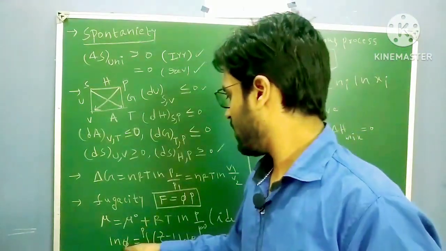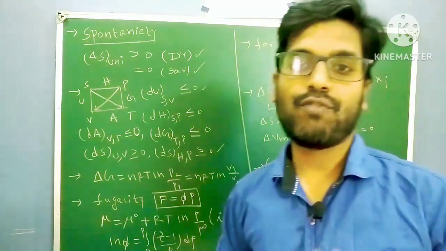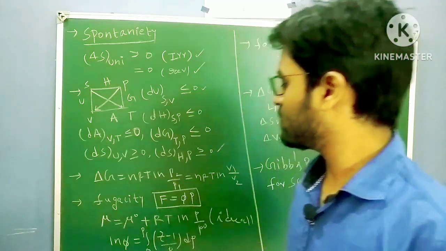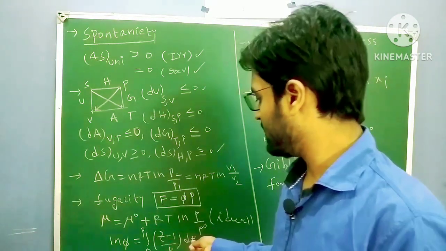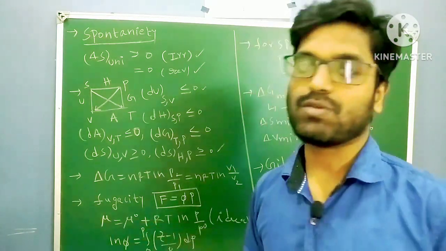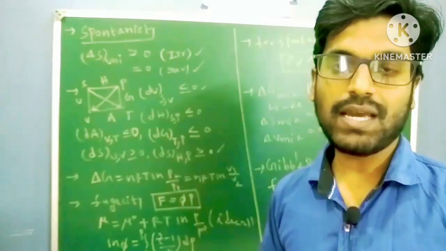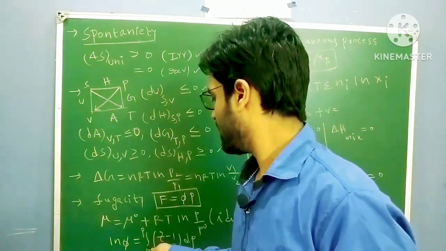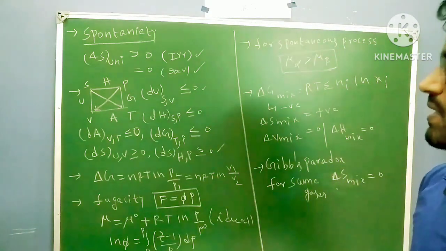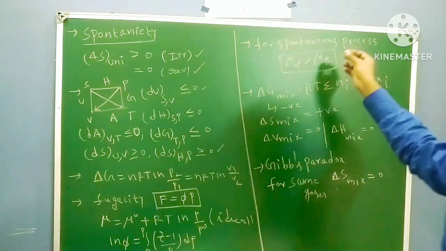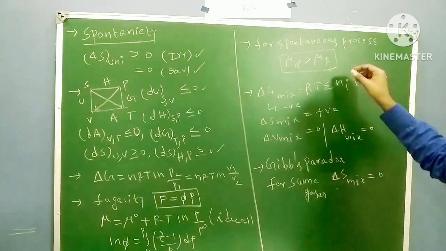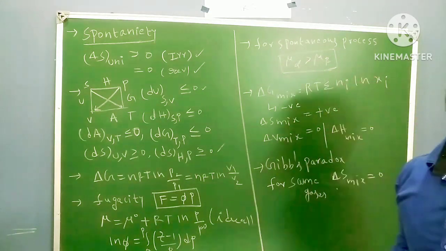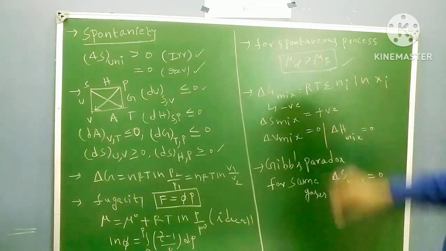Next formula, if you want to calculate the phi value, ln phi equal to integral from 0 to P of (z minus 1) by P dP. This z is nothing but your compressibility factor. So ln phi equal to integral from 0 to P of (z minus 1) by P dP. Next one, for a spontaneous process, the chemical potential mu alpha is greater than mu beta. This formula is also very, very important.